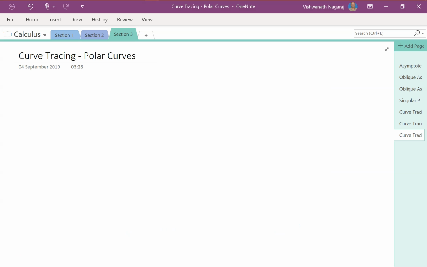Let's look at curve tracing of polar curves. Let's see with an example, f of r comma theta in this form. So let us say r is equal to a times 1 plus cos theta. Okay, first let's look at the symmetry.